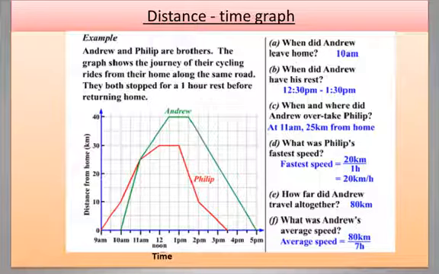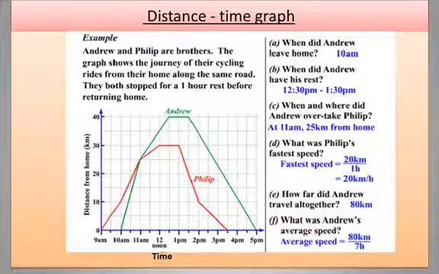Now question E. How far did Andrew travel altogether? Altogether means starting from home and returning to home. So he started from home and reached 40 kilometer. Again after taking rest he returned back to home. Again he traveled 40 kilometer. That means 40 plus 40, total 80 kilometer he traveled.